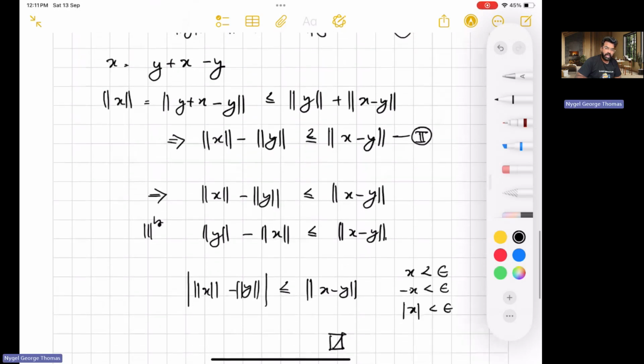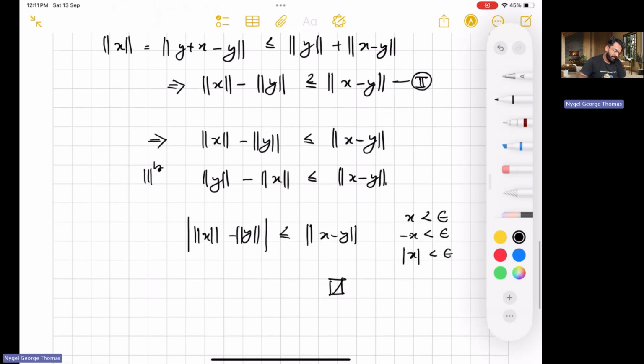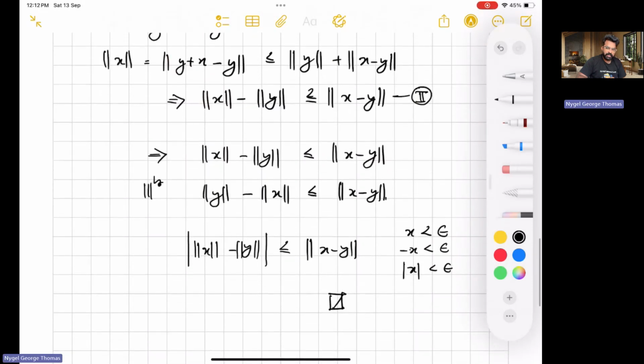So we already have the triangle inequality for the sum of two vectors. The norm of the sum of two vectors is upper bounded by the individual norms, and the difference is lower bounded by the individual differences. Okay, and let's end this discussion.